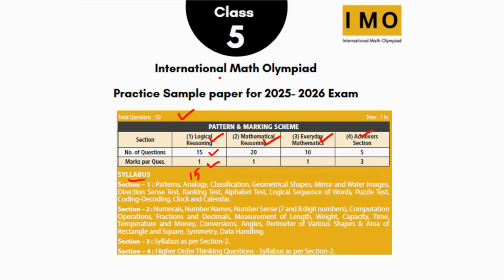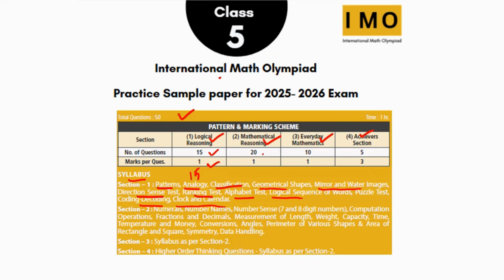And the syllabus, the topics that are covered under this section, since it's the reasoning part, we have patterns, analogy, classification, geometrical shapes, mirror and water images, direction sense, ranking test, alphabet test, logical sequence, puzzles, coding, decoding, and clock and calendar, every sort of reasoning.